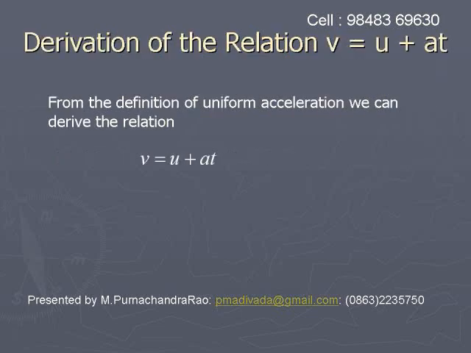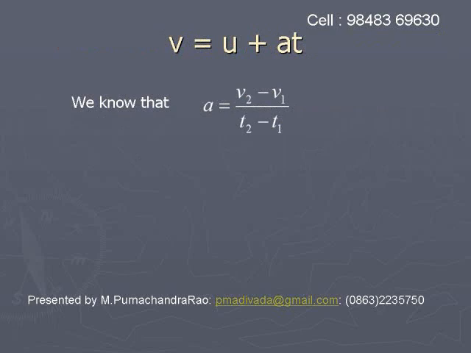By the definition of uniform acceleration, we can derive the relation v is equal to u plus at. We know a is equal to v2 minus v1 by t2 minus t1. Let us assume t2 minus t1 as the time taken and indicate it with small t. Then a will be equal to v2 minus v1 by t.